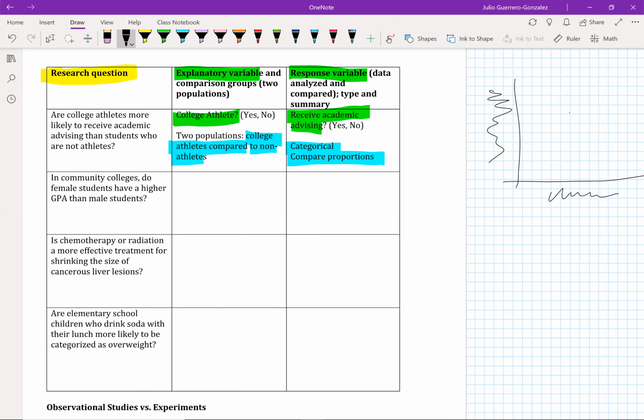Okay, next question. In community colleges, do female students have a higher GPA than male students? So what's the explanatory? Gender, right? So that splits everybody up, at least for the purposes of this packet, into male and female, right? And what is the response variable? GPA. Right, so the response is the GPA.